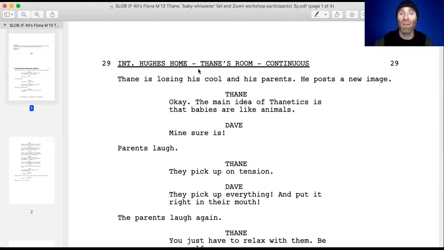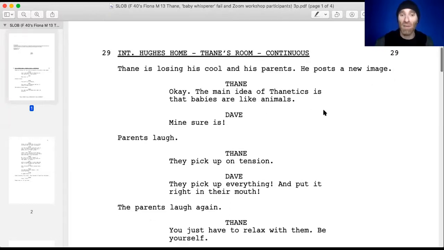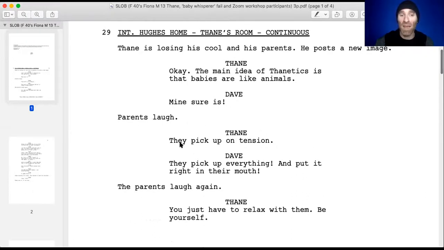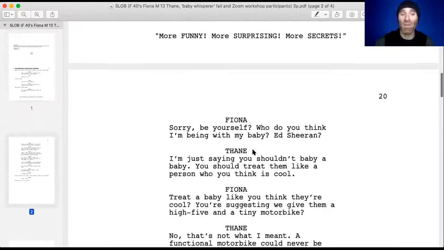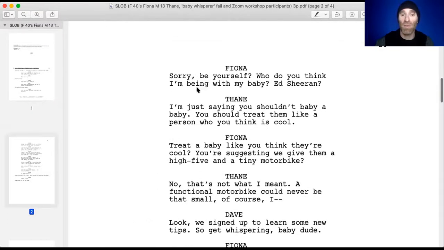Interior: Hugh's home. Thane's room: continuous. Thane is losing his cool and his parents. He posts a new image. Okay, the main idea of Thanetics is that babies are like animals. Mine sure is. Parents laugh. They pick up on tension. They pick up everything. They put it right in their mouth. Parents laugh again. You just have to relax with them. Be yourself. And here's the character, Fiona. Sorry, be yourself? What do you think I'm being with my baby?